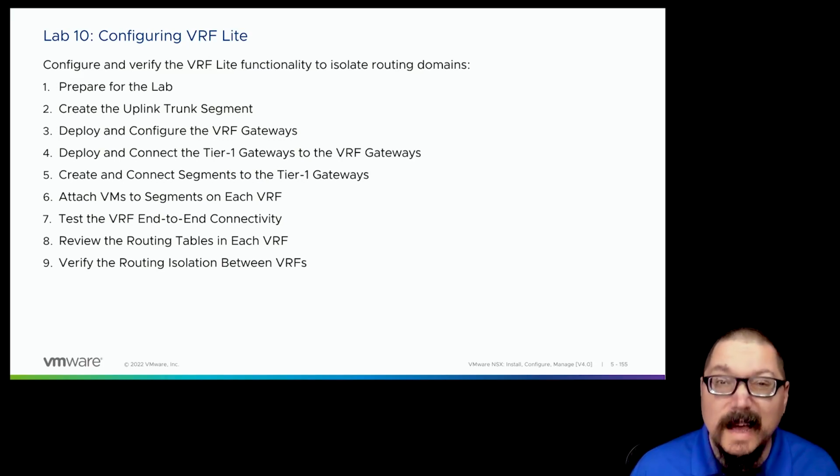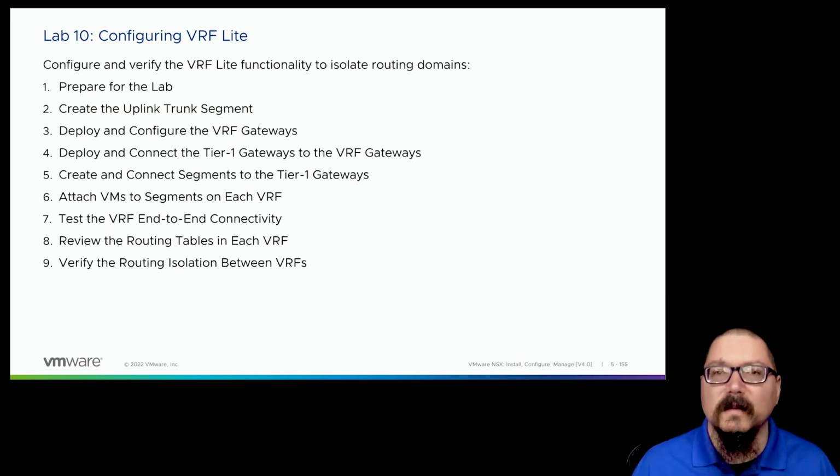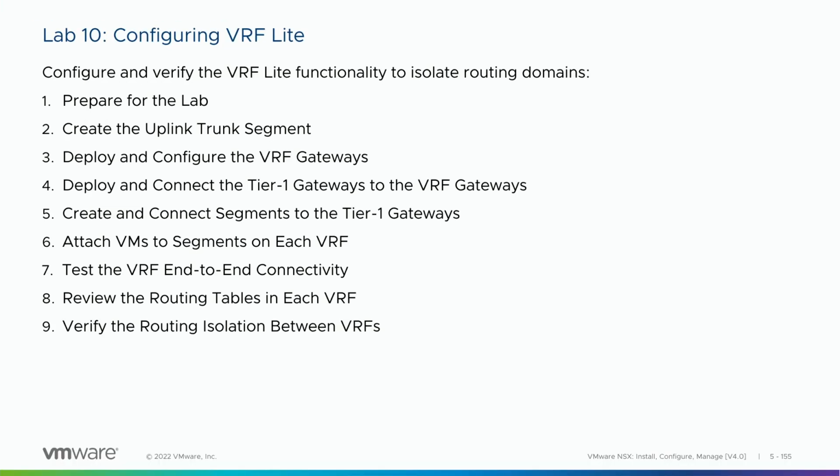VRFs are an awful lot like building Tier 0 gateways. And we're going to see that here in the lab. Now, this lab's going to take us just a few minutes because what are we going to do? We're going to set up our trunk segments. We're going to deploy a couple of VRFs, 2 of them. We're going to create 2 new Tier 1 gateways for our VRFs. We're going to connect those to the VRF.